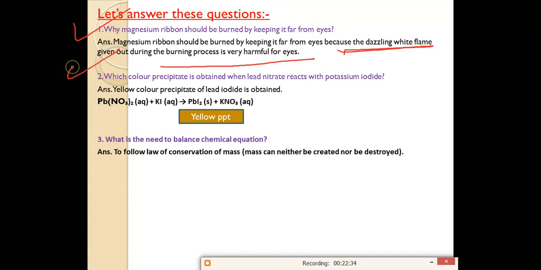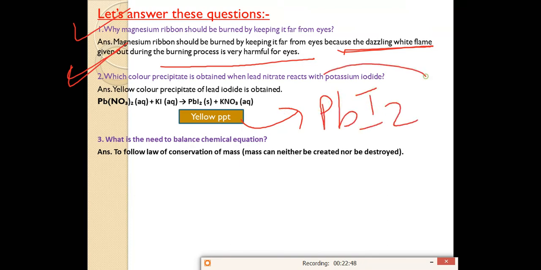Next question. Which color precipitate is formed when lead nitrate reacts with potassium iodide? We did this in activity number 2. Whenever lead nitrate reacts with potassium iodide, a yellow color precipitate will be formed because of lead iodide. PbI2 is formed in that reaction, and because of this we are getting a yellow precipitate. Pb(NO3)2 is your lead nitrate, and KI is potassium iodide. When these two substances react, lead iodide plus potassium nitrate is formed, and you will get a yellow precipitate because of lead iodide.